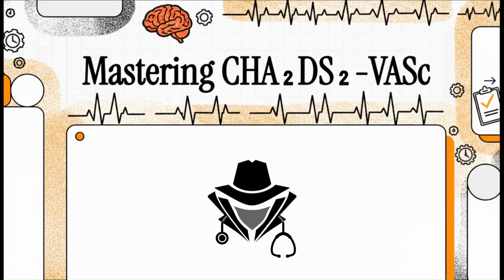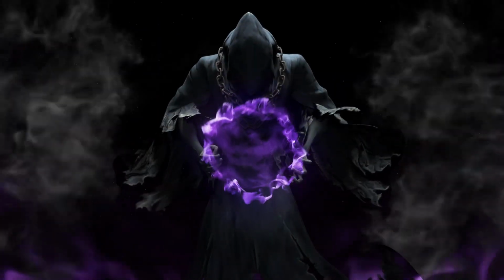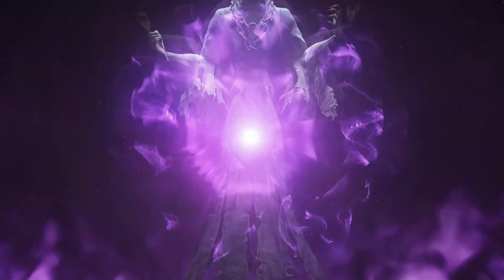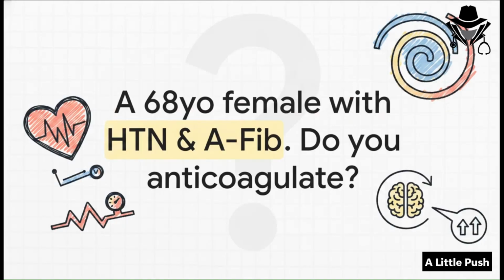Let's dive into it. To put this into perspective, imagine a 68-year-old woman with a history of hypertension and new-onset AFib sitting in your clinic. The golden question is, do you start her on blood thinners? Well, by the end of this quick explainer, you're going to know exactly how to answer that without a second thought.